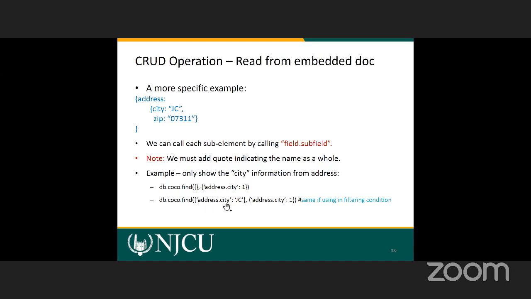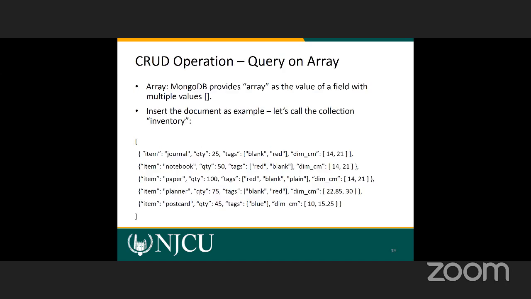And we just use the same thing in a condition. We can do the same comparison, an equal condition or some non-equal condition, with just field dot subfield. That's it. We can use it directly, and it helps us filter or do the projection directly based on your subfield in the embedded document. Okay, so that will be an easy one on embedded documents.